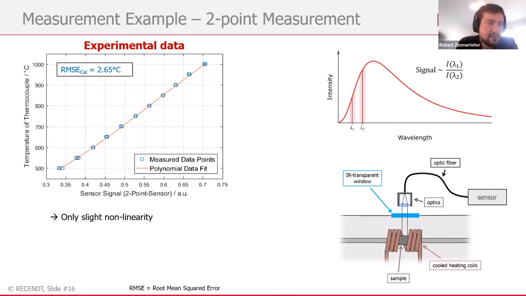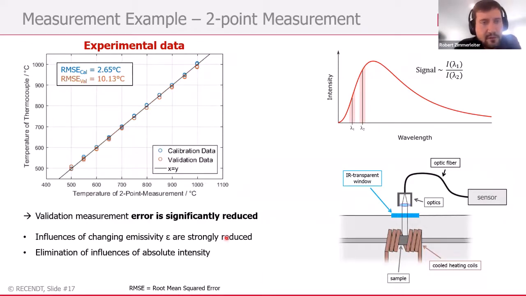Again, we use this calibration curve to predict the temperatures for the validation data. And here we get a much lower error. It's already reduced from above 18 to about 10 degrees. And this reduction of the error is most likely due to the influences of the changing emissivity. They are now strongly reduced. So only the wavelength dependent changes in the emissivity now give you a slight offset in your readings, and the absolute intensity is completely removed due to the calculation of this intensity ratio, which also leads to much more precise measurement values.